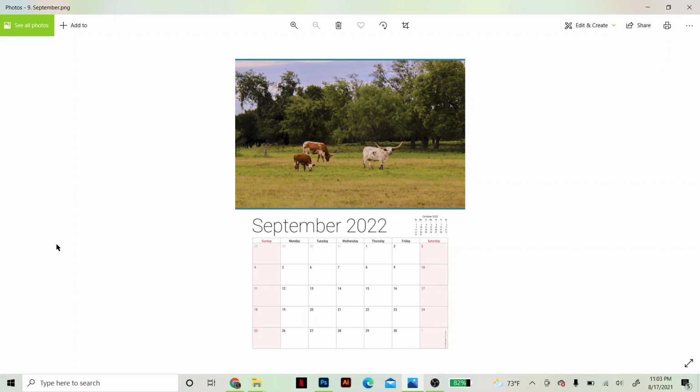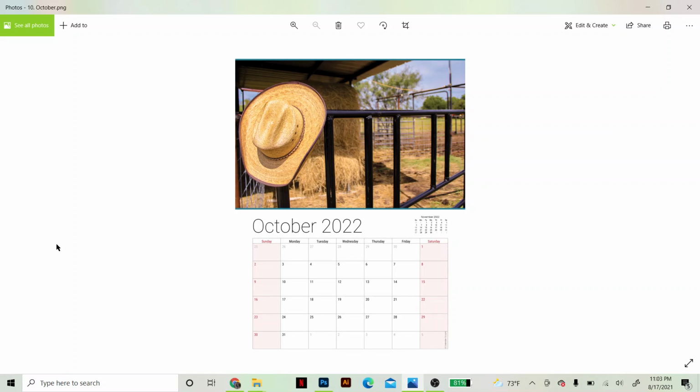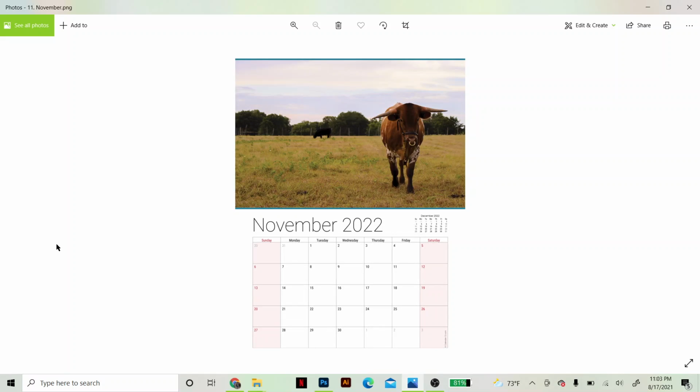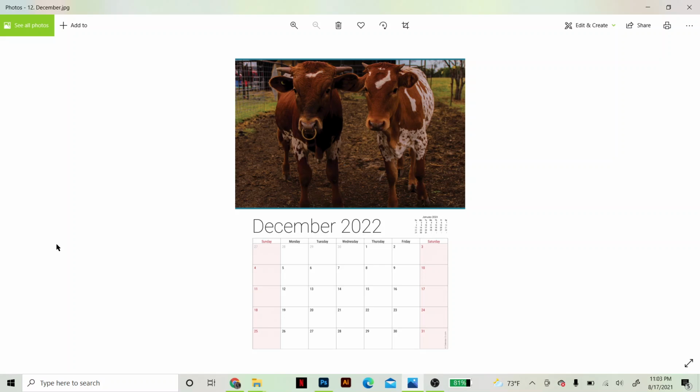Then for September, I used ISO 100, aperture 5.6, shutter speed 1 out of 125. This next one was ISO 200, aperture 3.5, which I think is the lowest I used out of all of these. And then shutter speed 1 out of 2500. The 11th was ISO 100, aperture 5.6, and shutter speed 1 out of 125. And the final image was ISO 100, aperture 4.0, and shutter speed 1 out of 250.